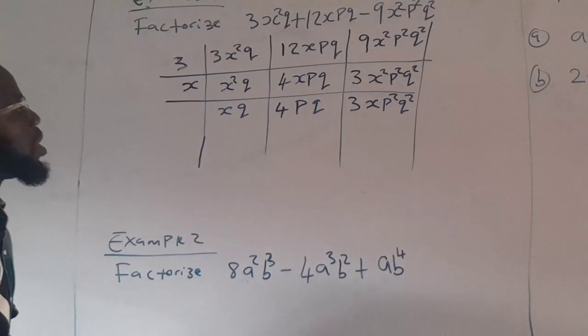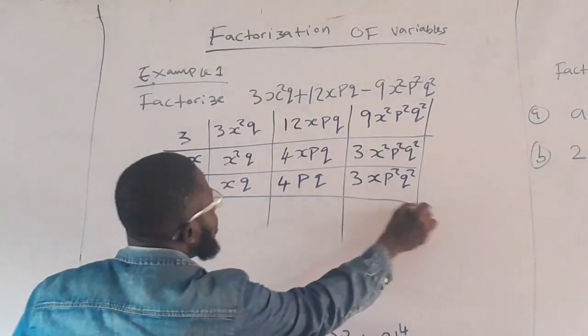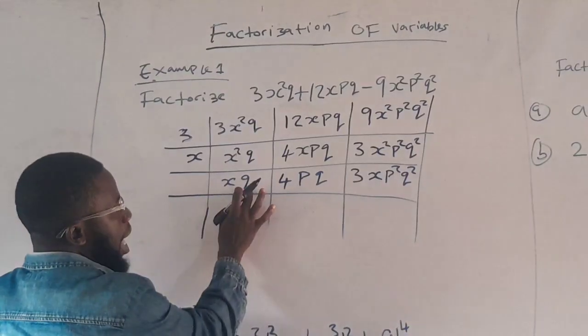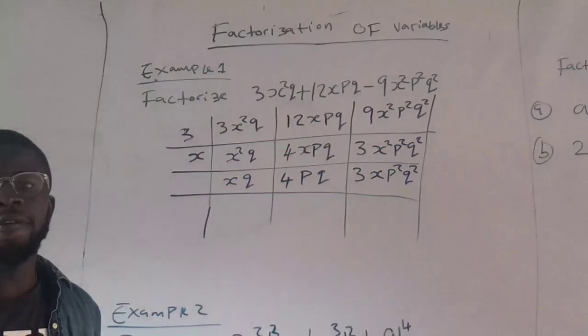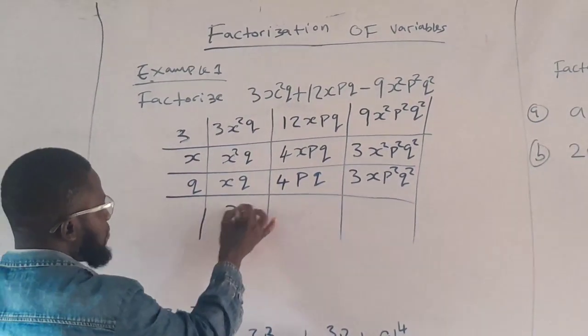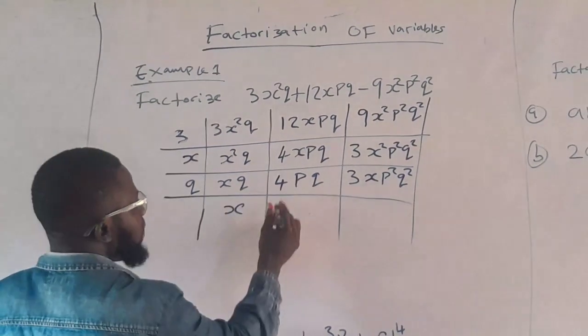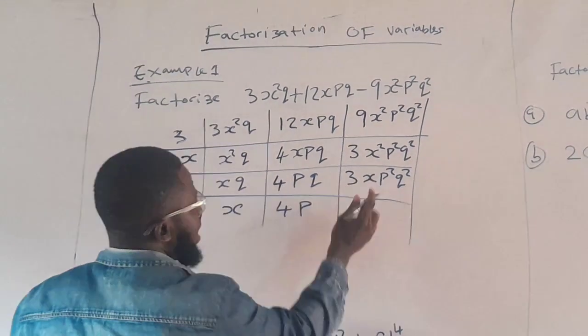So that means you have to go to the next common variable. And what is the common variable? We look through. We have q here, there's q here, there's q here. There's no p, so p is not a common variable. So we use q. So when we divide by q, you are left with what? x here. q divided, you have 4p. And q divided by this, you have what?